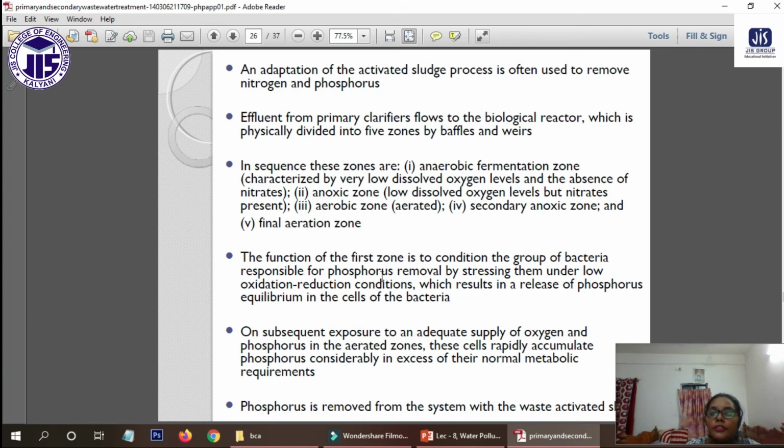The function of the first zone is to condition the group of bacteria responsible for phosphorus removal by stressing them under low oxidation and reduction conditions, which results in the release of phosphorus from the cells of the bacteria. On subsequent exposure to an adequate supply of oxygen in the aerated zone, these cells rapidly accumulate phosphorus considerably in excess of their normal metabolic requirement.